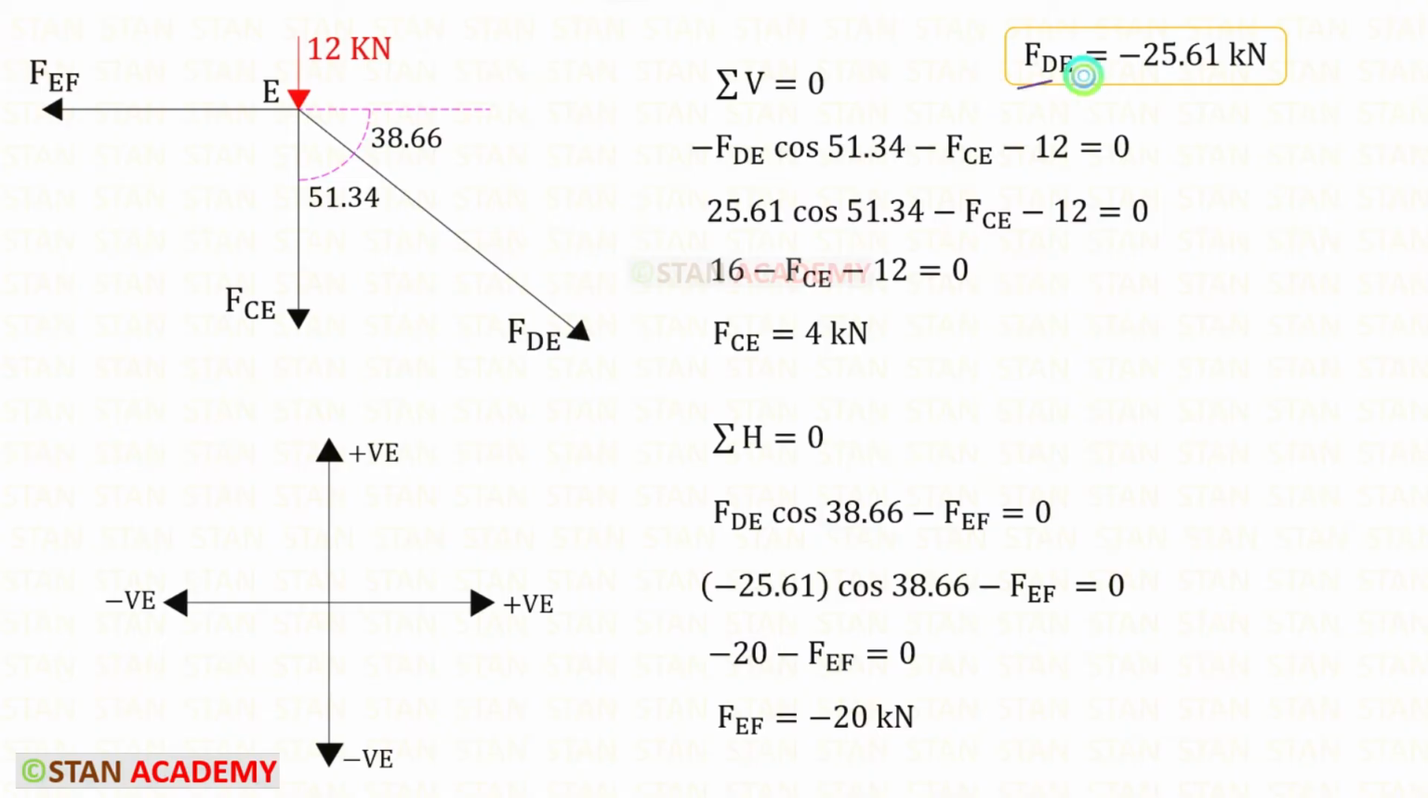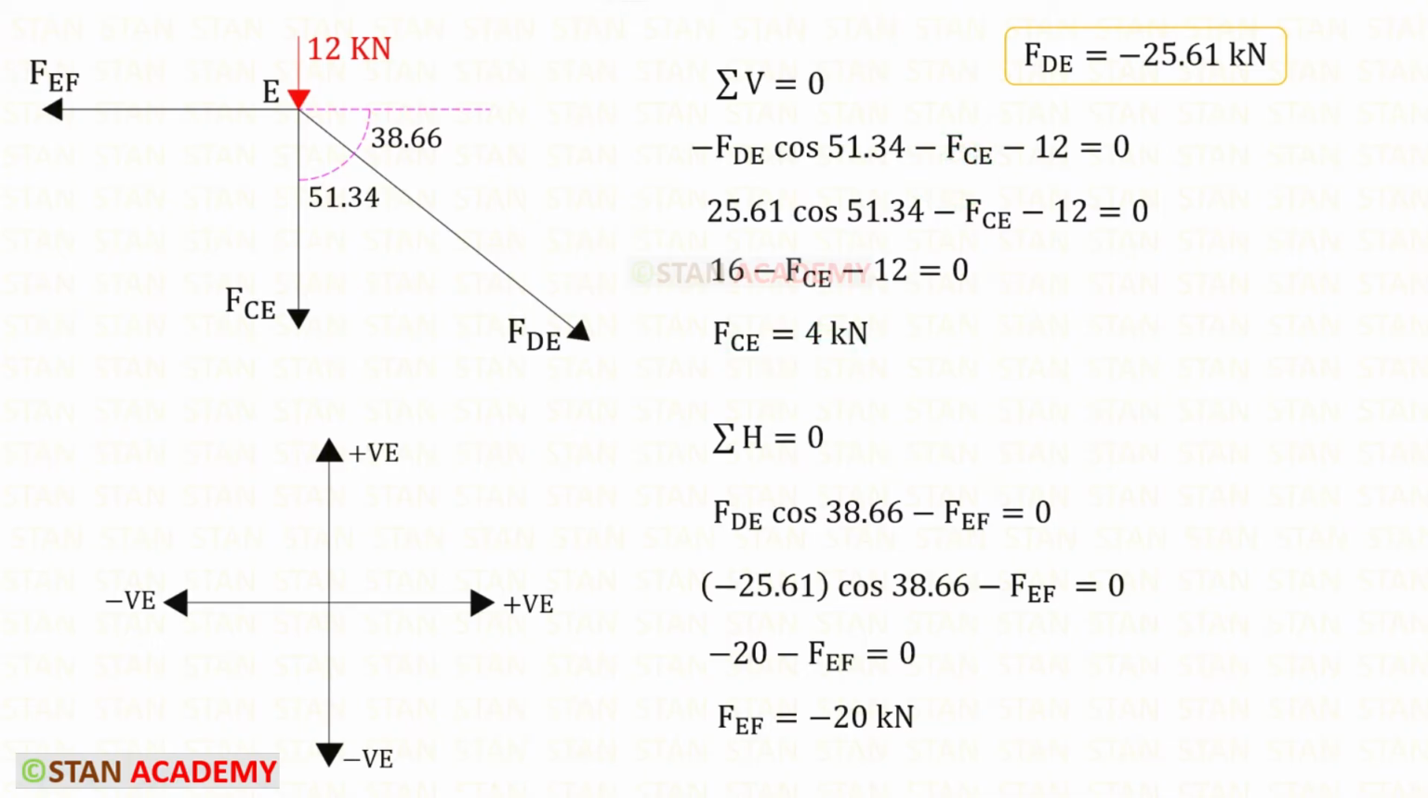We can apply the value of FDE. Already here there is negative and this is also negative. So negative into negative, it will become positive. FCE is acting downwards, so it will be negative. For FCE, we will get a 4.